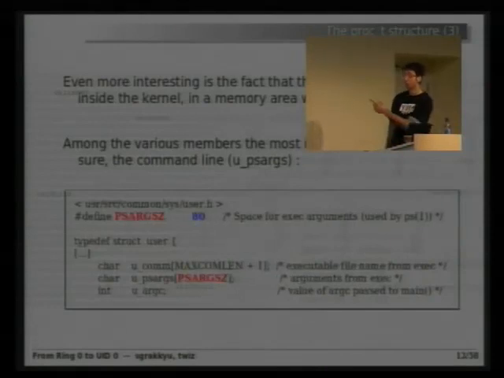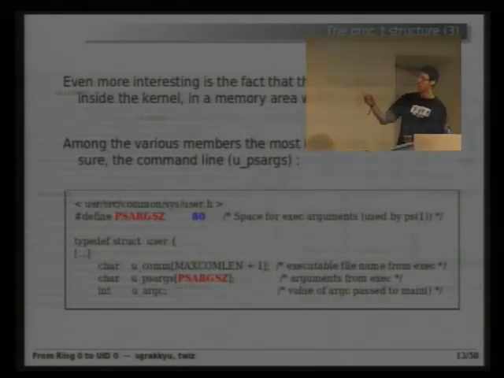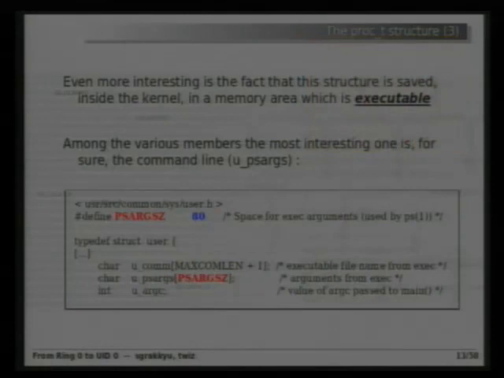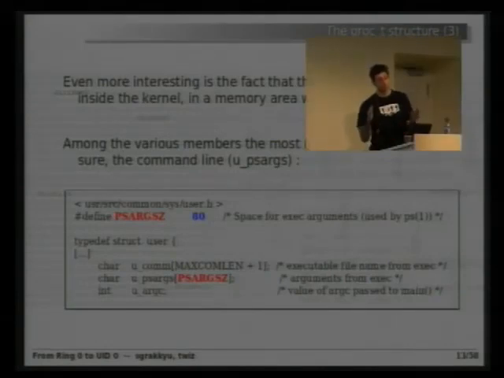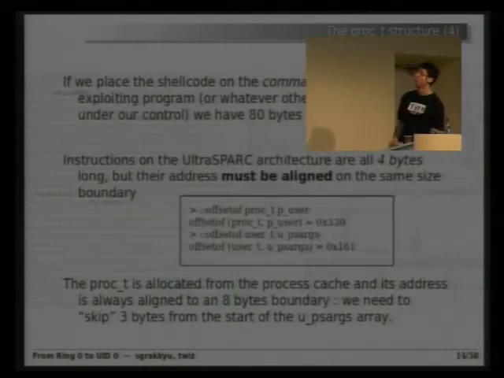One of them, which is particularly interesting and that we will use during the talk, is the command line. You see, it's basically a char array of 80 bytes. So we have 80 bytes for our instructions. We can put whatever we want in those 80 bytes, and we know where it is. So what can we put? We can put the shellcode.